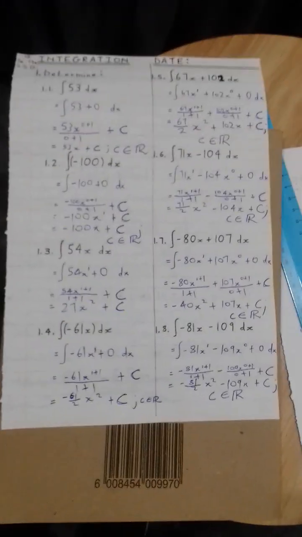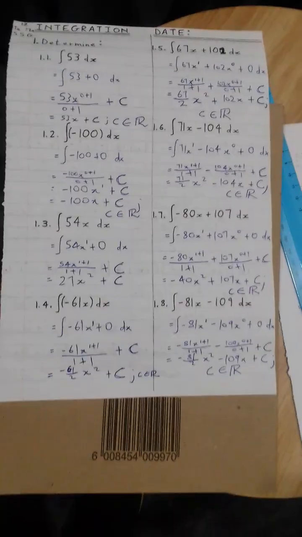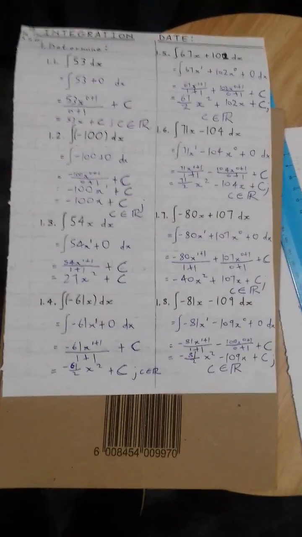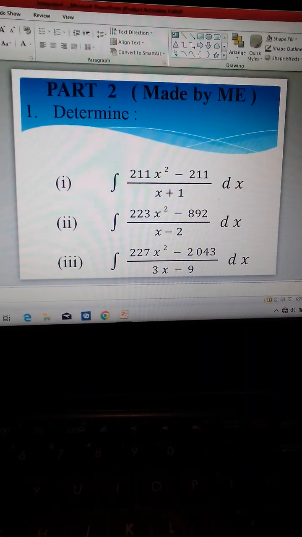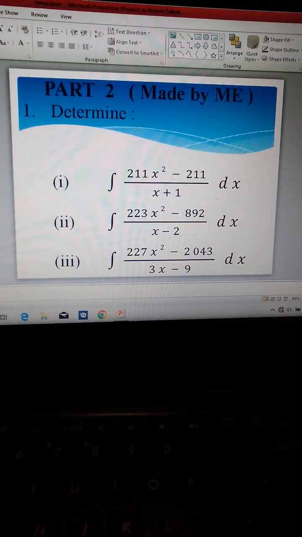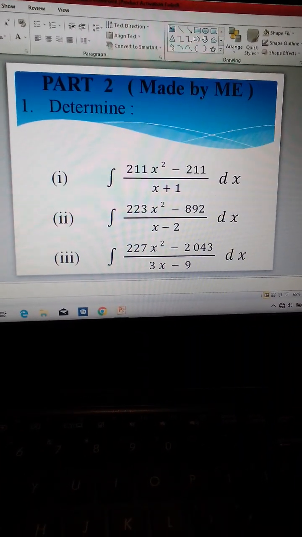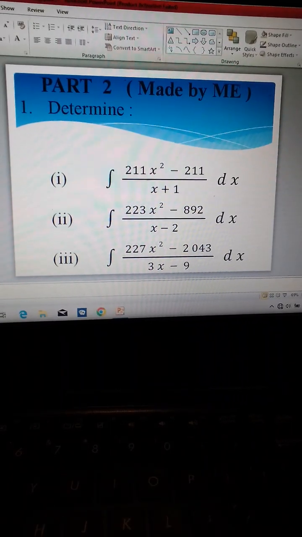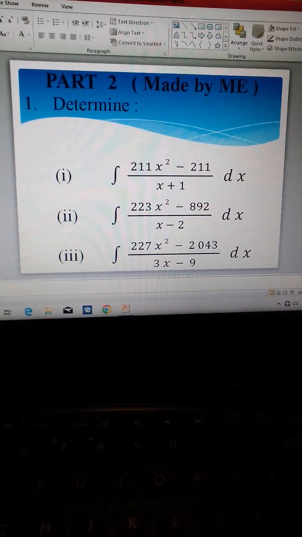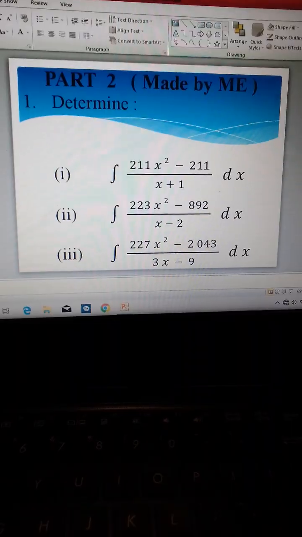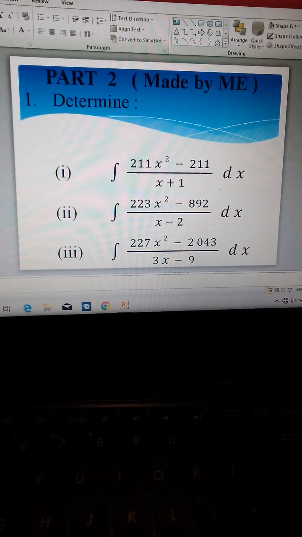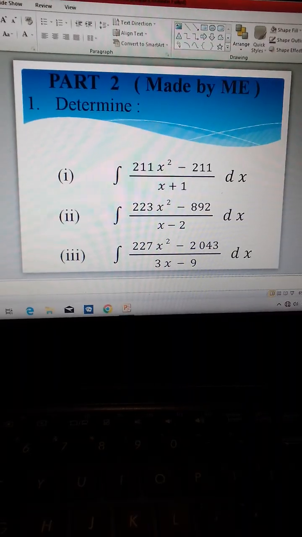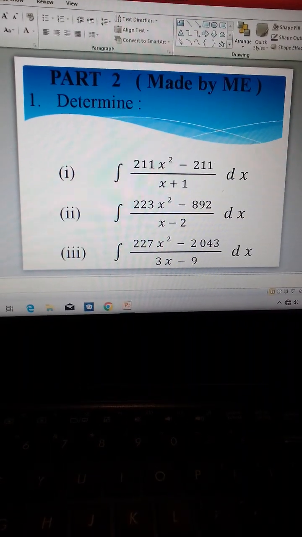I hope that wasn't too challenging for the first part of integration. I just want to show you what I've prepared for part 2. Please note that I haven't completed it. A hint, you first have to factorize the numerators and sometimes the denominator.